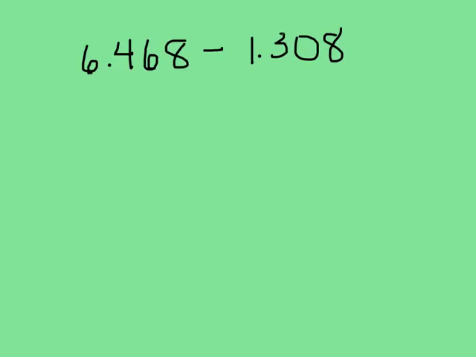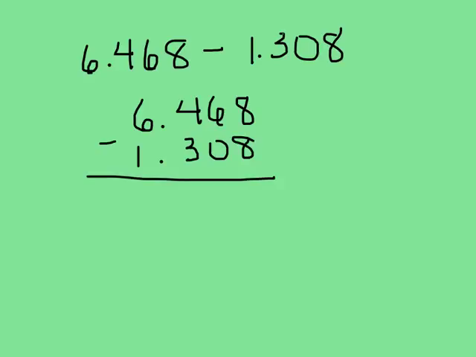So now I need to subtract these two numbers. I need to make sure that I line up my decimals, so I'm going to write them vertically. 6.468, and I'm going to make sure I line up those decimals. 1.308, and now I'm going to subtract. 8 take away 8 is 0. 6 take away 0 is 6. 4 take away 3 is 1. Bring down that decimal. 6 take away 1 is 5.